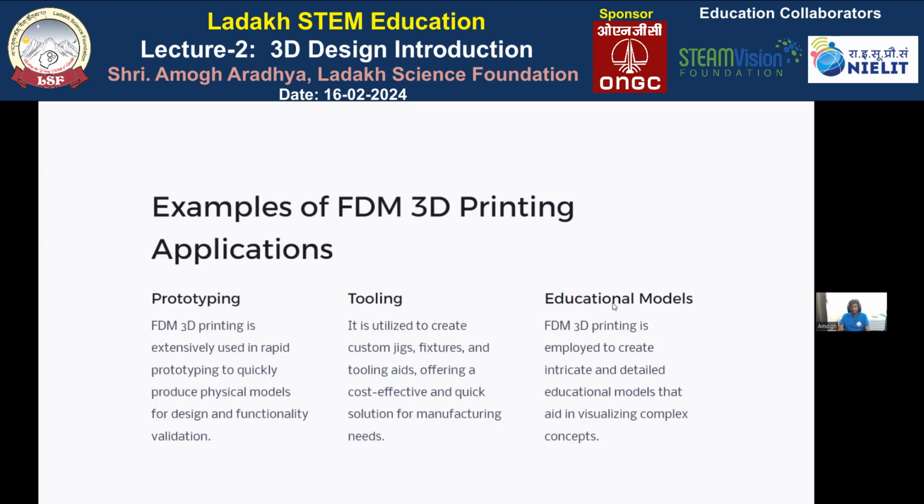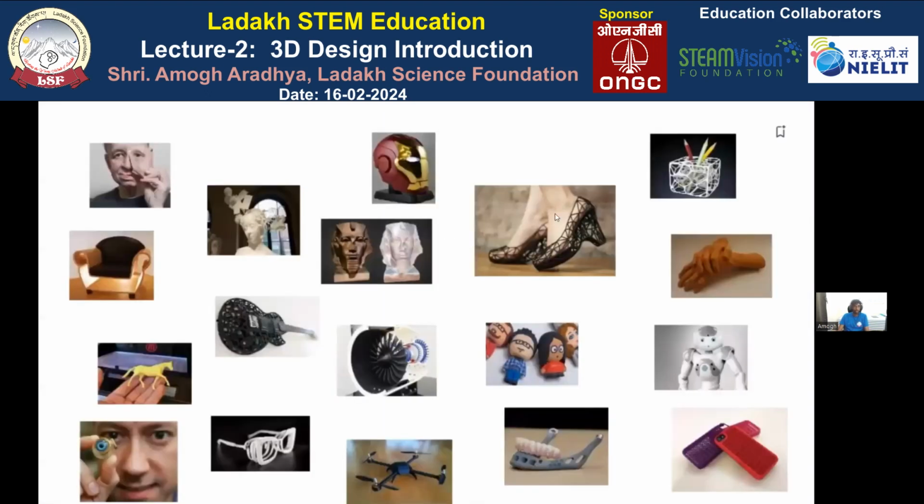And the other part is educational models. So we can build educational models like rockets, cars, bikes, and demonstrate them physically. If a model is visually appealing, students will be able to learn about it better. So schools use 3D printers for demonstrating applications.